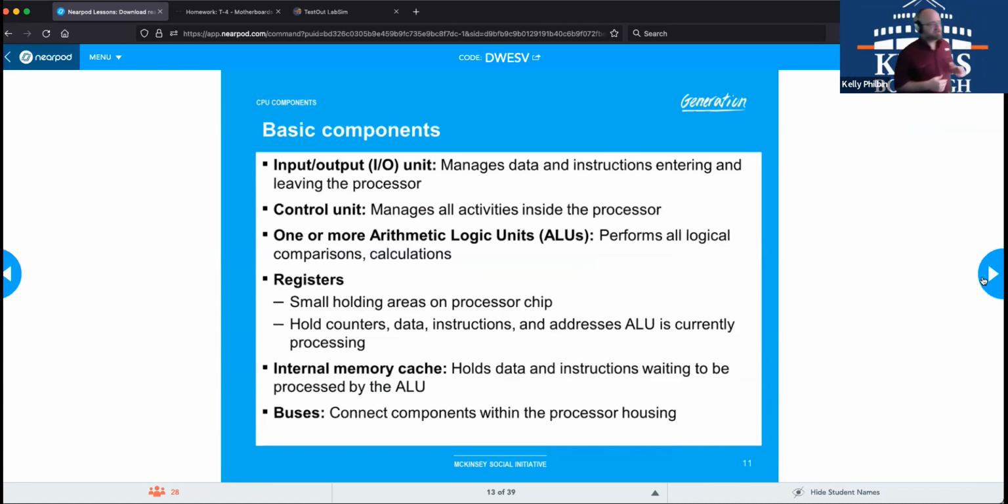You have one or more ALUs, and this is where the logical comparisons and calculations are taking place. And then you have the registers, which are small holding areas on the processor chip. They hold counters, data, instructions, and addresses the ALU is currently processing. And then you have your internal memory cache, which holds the data and instructions waiting to be processed by the ALU. And then the buses are the little lines that connect everything together, which the data travels along.